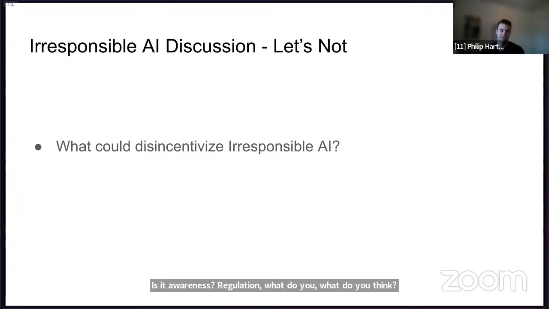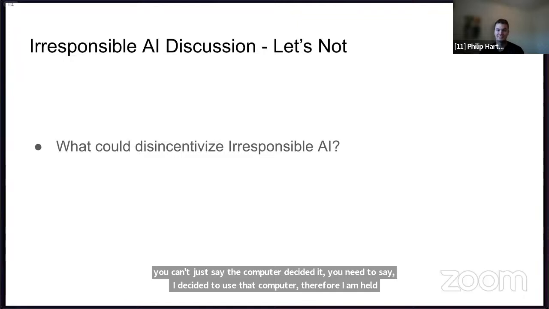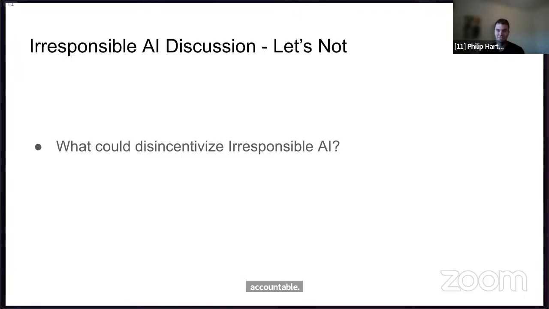I think increasing accountability in general. If you produce a system or choose to use a system, you can't just say the computer decided it. You need to say, I decided to use that computer, therefore I am held accountable. People treat a black box as if, therefore, you can't judge me for using it. It's like, no, you should be held accountable for choosing to use that particular black box.